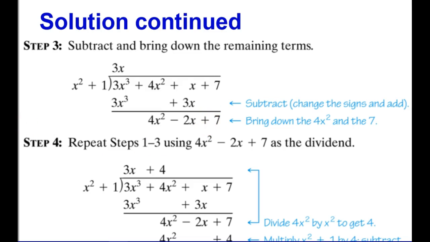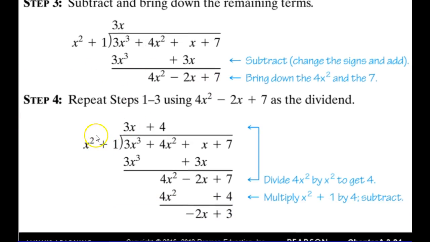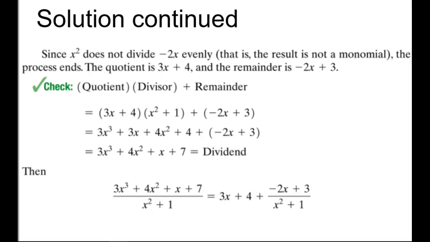So now I'm going to continue my steps. And again, I only care about this first term. How many times does this x squared go into 4x squared? Well, I know if I multiply x squared times 4, I end up with that. So I end up with my 4 up here. I do the same thing again. 4 times x squared gives me 4x squared. 4 times 1 gives me 4. So I multiply that out, and now I subtract, and I end up with this piece right here.